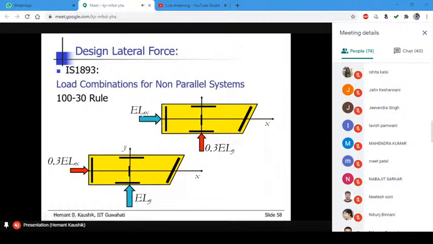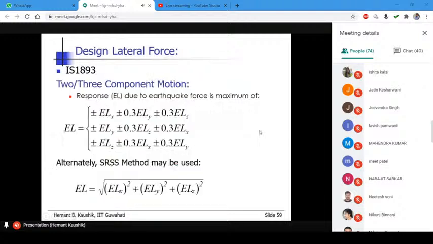What do we do here? We analyze for ELX, we analyze for ELY separately, and then we add them: ELX plus 0.3 ELY, and 0.3 ELX plus ELY. We add them by 100-30 to calculate the design force for these members only. So this is what we do for 2 or 3 component motion: ELX plus minus 0.3 ELY plus minus 0.3 ELZ. Or we can also use the SRSS here, the square root of sum of squares.